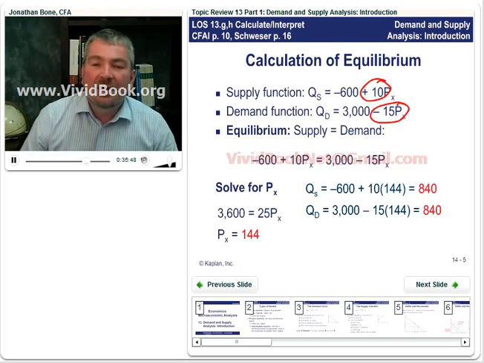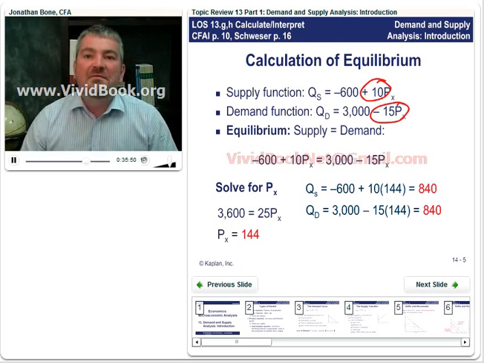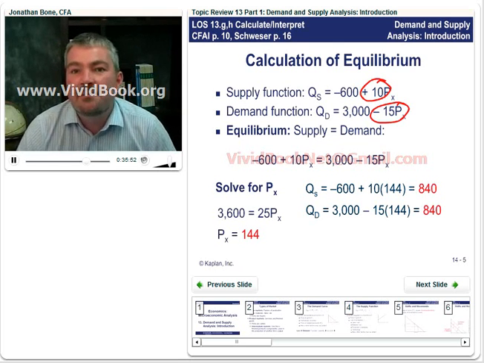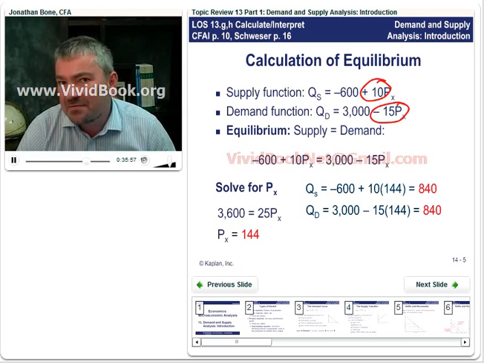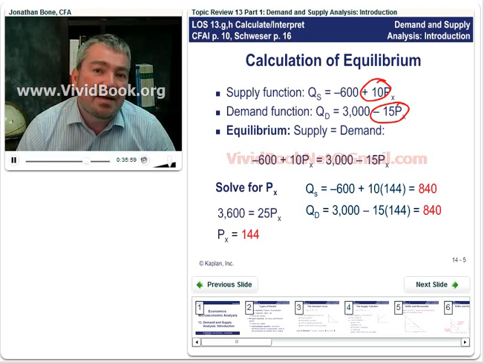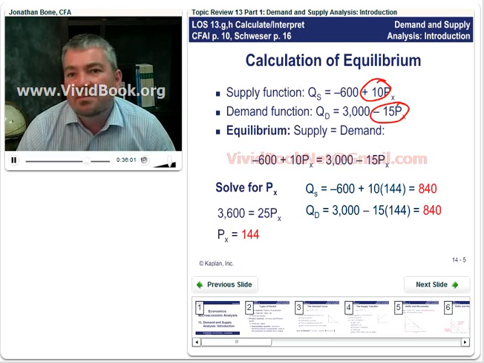Okay, now, notice if we plug in the 144 into our quantity supplied, we get minus 600 plus 10 times 144, we get 840. If we do the same for the quantity demanded, 3,000 minus 15 times 144, we get 840. In other words, quantity supplied equals quantity demanded.